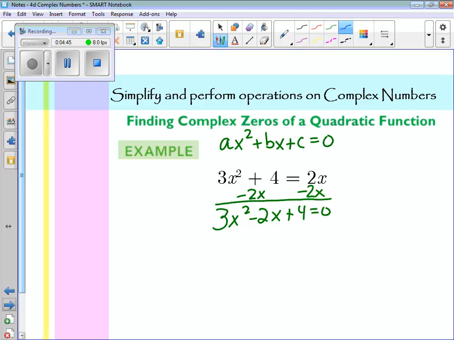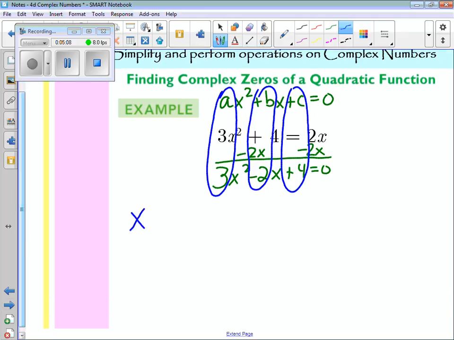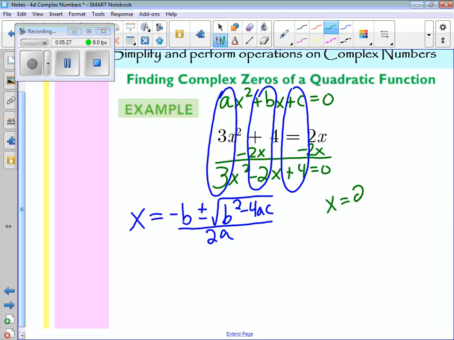Now if you're looking, the a is always the coefficient in front of the x squared. The b is always the coefficient in front of the x. And the c is always the number with no variables. So we have a, b, and c, and we're going to use the quadratic formula. Opposite of b plus or minus the square root of b squared minus 4 times a times c, all divided by 2a. We substitute each number in the appropriate spot. x equals the opposite of b plus or minus the square root of b squared minus 4 times a times c, all divided by 2 times a.